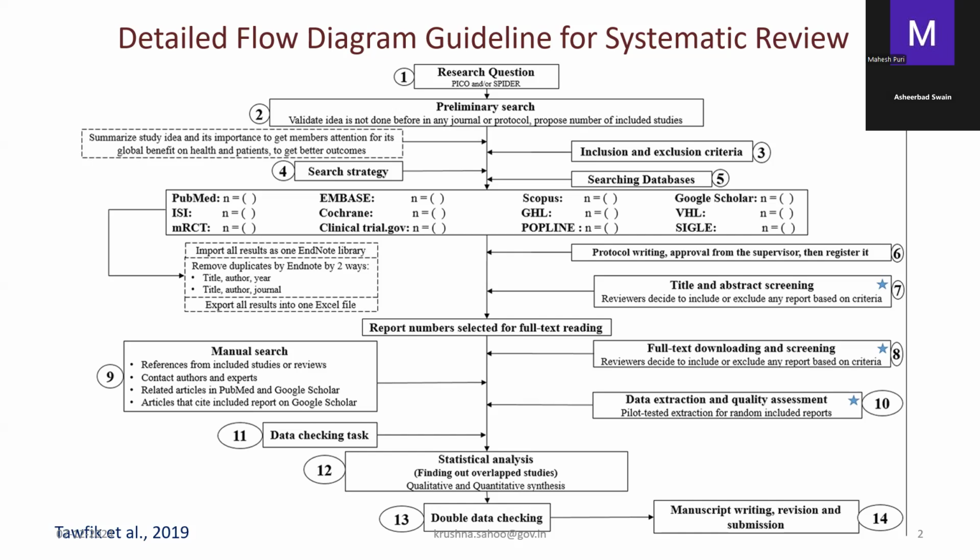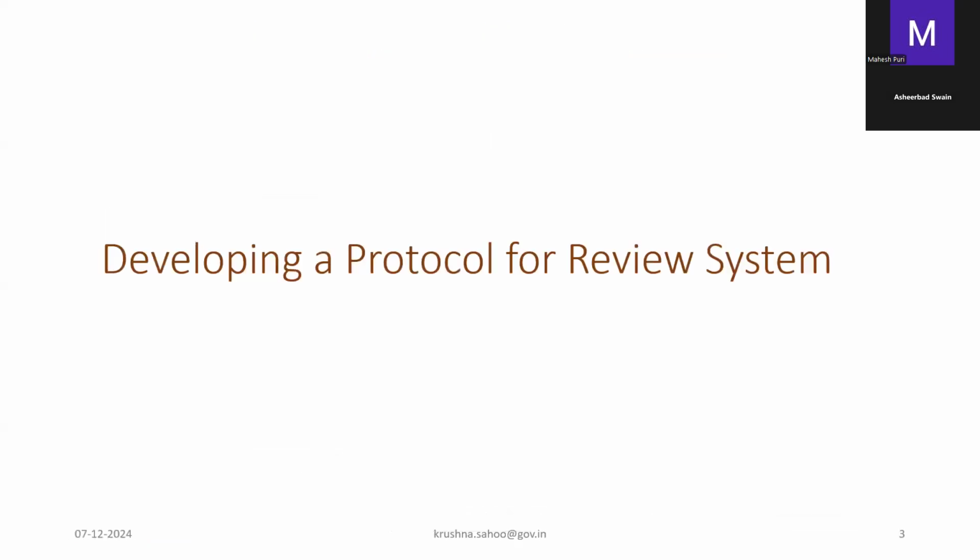Once you identify the articles, you report them, remove the duplicates, and then start title and abstract screening. Today we will discuss title and abstract screening in detail, and also how you report all your studies using the PRISMA flow diagram. But now we will discuss how to write a protocol, where to register, what a protocol is, and why it is important to register a protocol. These things will be the focus today.